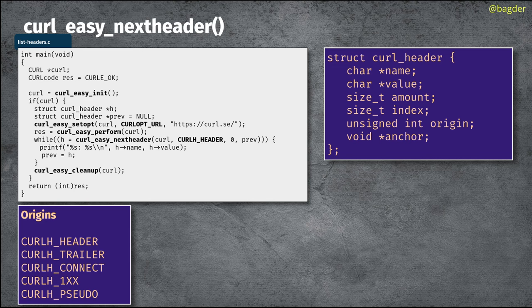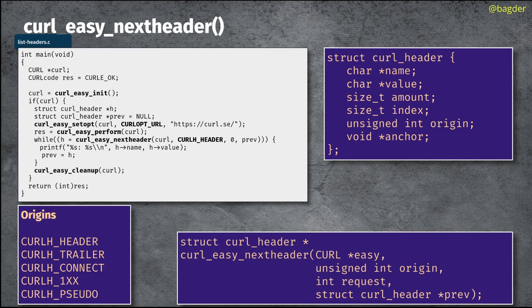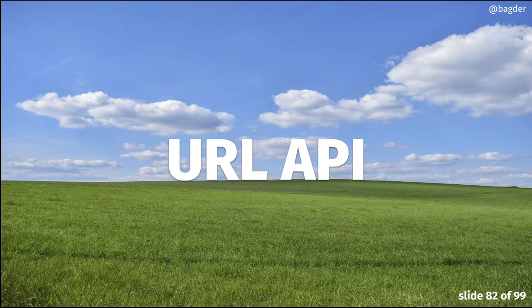You iterate through that and you pass in the previous header, and it can iterate over all the headers that we got. And again, this is reusing the same origins, the same curl header struct, so it'll get headers back the same way. Using this way, you can probe and really interrogate and get all the details about headers from the previous response. And here's the prototype for the curl easy next header: the easy handle, the origin, the request number, and then the pointer to the previous header that you asked for, so you can iterate through them. Really nice API, I think, powerful for applications.